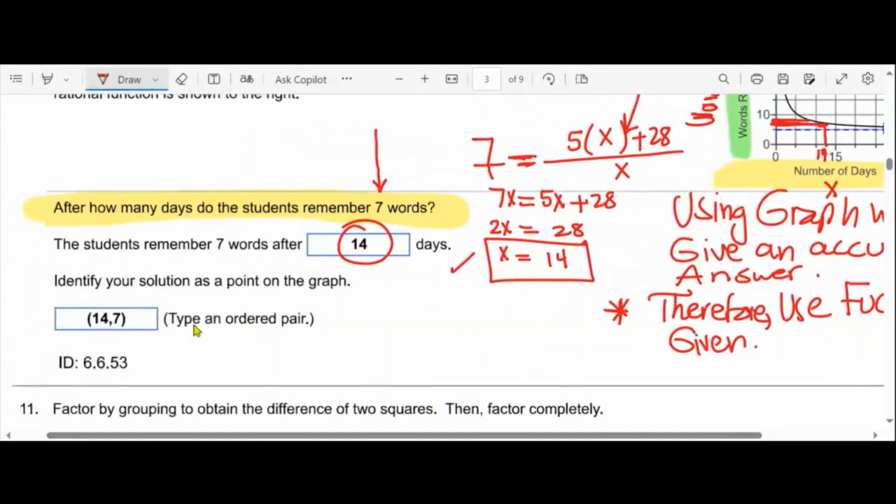Now let's go for this one. Here it says identify your solution as a point on the graph. So we have 14 days, right? That's the x-axis. And what's the y-axis? Words, right? 7 words. That's it. Easy. Easy, or hard? Yes, Mohammed? Yes, doctor, I understand it, easy.